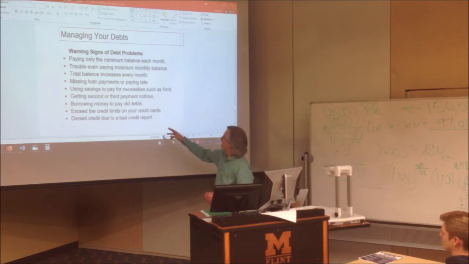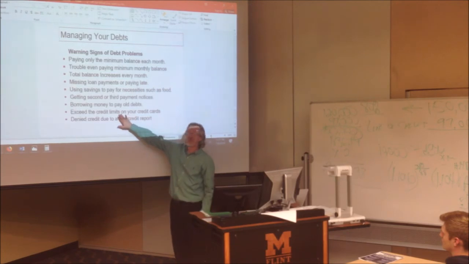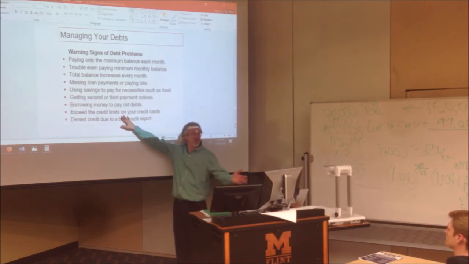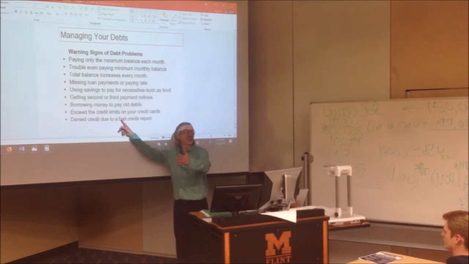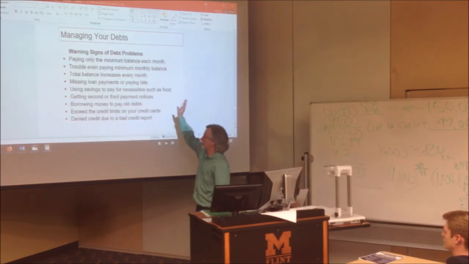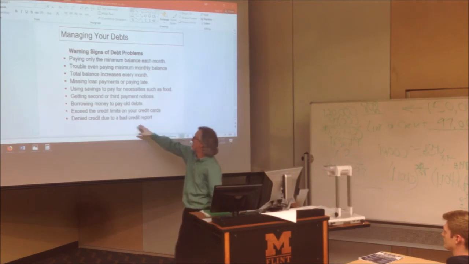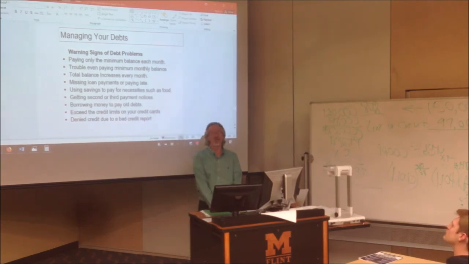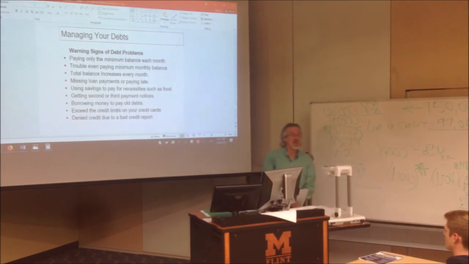Let's see. Borrowed money and payroll debts exceed credit limits. Yeah, be careful. You don't want to exceed the credit limits. A lot of credit cards will charge a fee if you accidentally go over the credit limit. And they won't deny it. You'll still get the credit, but all of a sudden you get this fee because you went over your limit, and then anything after that is denied. Usually. Different credit cards do it a different way. Denied credit due to a bad credit report, yeah, that's a bad warning sign too.